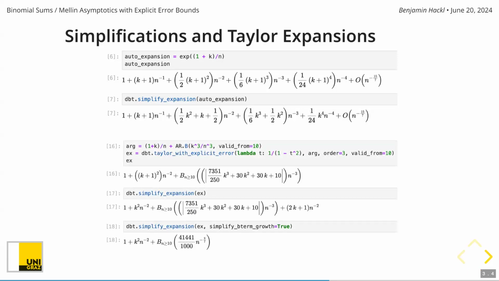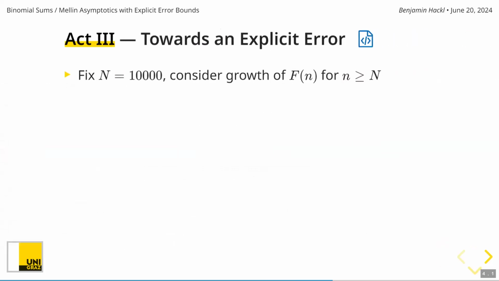Right, and the other thing is, we can do Taylor expansion. That's actually not that exciting. It's just, well, we implemented it. It's this expression here, 1 plus k over n plus a B term in k to the 3 over n to the 3. We take the Taylor expansion of 1 over 1 minus t squared of order 3 around some validity point, and then we get this expression out. It looks a little bit messy, but it's nice to have something that can do this automatically, because I for sure don't want to do that by hand. Okay, speaking of things that I do not want to do by hand, let's get back to our example.